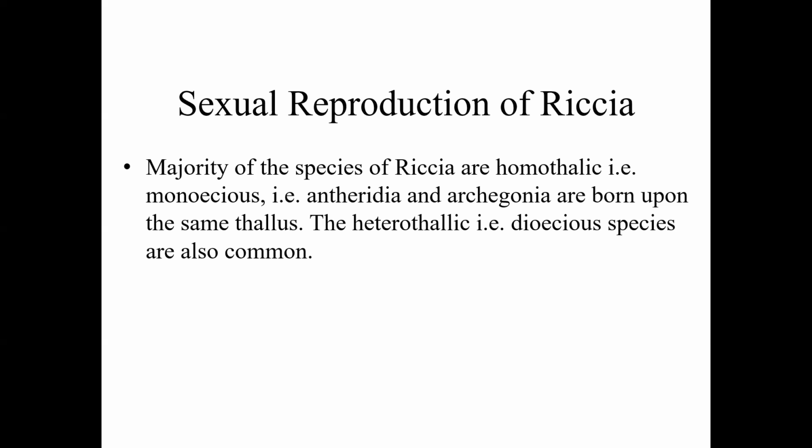In homothallic species, the alternate groups of antheridia and archegonia are found at sufficient distance from the growing point. In heterothallic species, the antheridia and archegonia are found in groups separately in the median longitudinal grooves of different thalli. Both the antheridia and archegonia develop singly on the dorsal surface of the thallus.